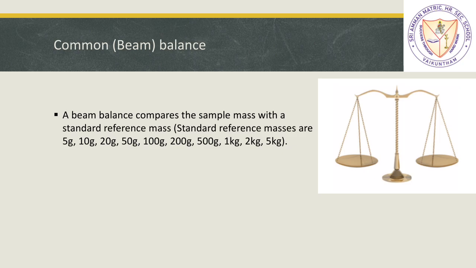Sample masses are nothing but what we are actually purchasing, like your sugar, jaggery, or whatever. That we keep on one side. On the other side, we keep the standard reference masses. Standard reference masses are those stones on which it is written as 1 kg stone, or 2 kg stone, or 200 gram stone, 500 gram stone, 250 gram stone. All those things will be written. So, the beam balance just compares the standard mass with the sample mass.